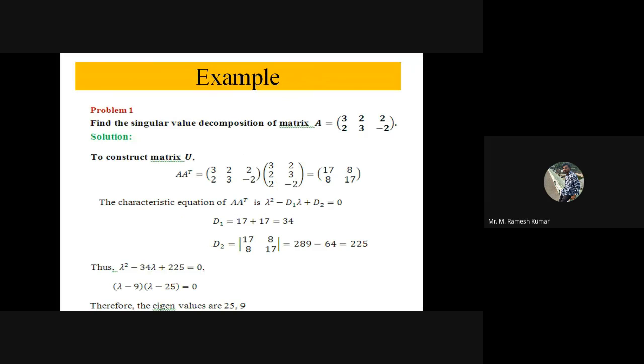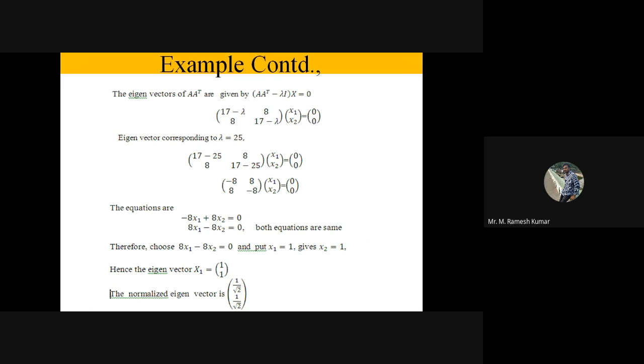This matrix A, sorry, A transpose is this matrix, right? Now subtract minus lambda in the diagonal, right? Likewise, what is x? It is a two by one column matrix. It is a column matrix. So put x1, x2 equal to 0, 0, right?